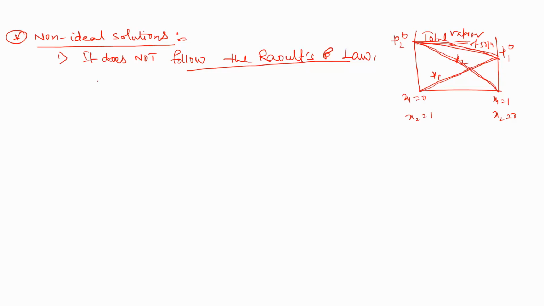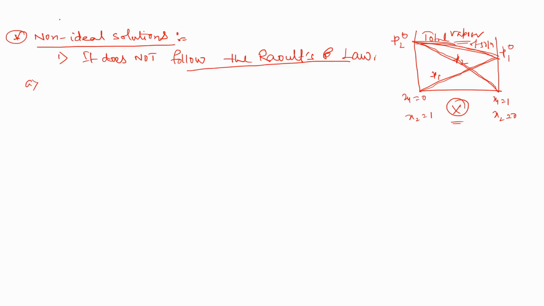But when a solution does not follow Raoult's law, then it will not be this curve. It will not be the curve of the vapor pressure, so there will be some difference. First, when the vapor pressure is lower, then the solution exhibits negative deviation. When the vapor pressure is higher, then the solution exhibits positive deviation. So there will be two deviations, one is the positive deviation, another is the negative deviation.